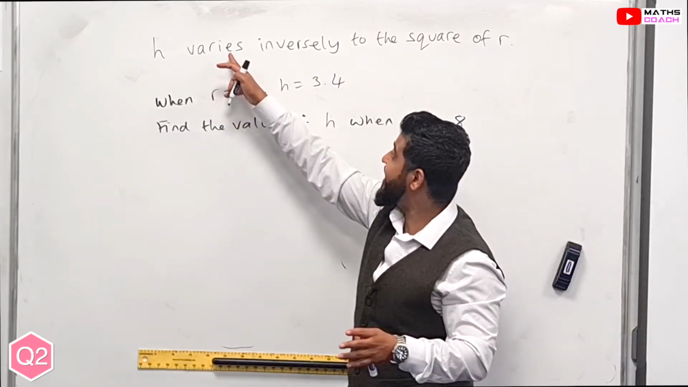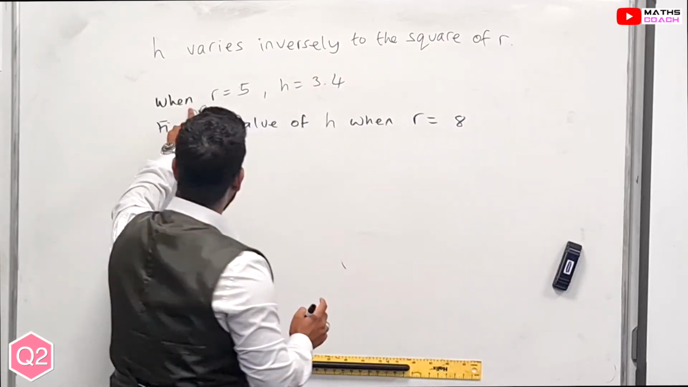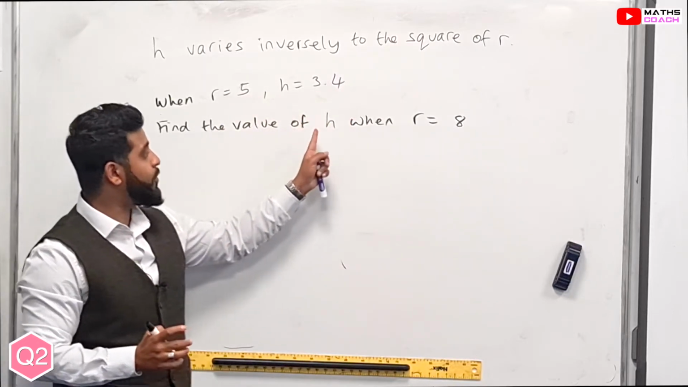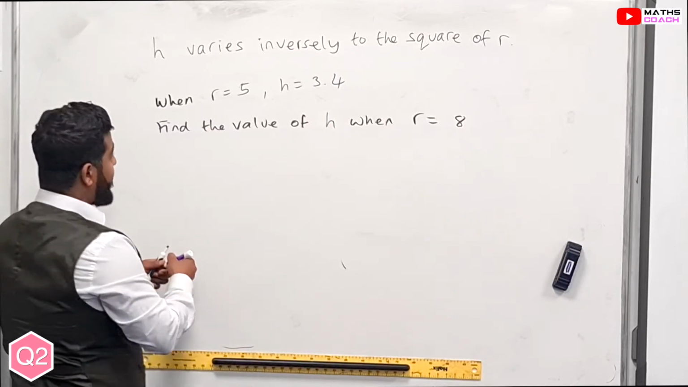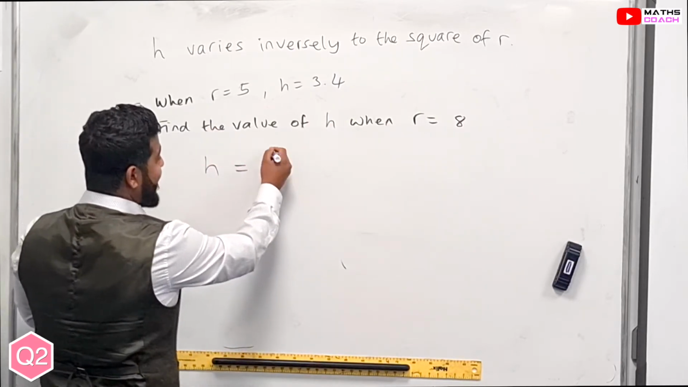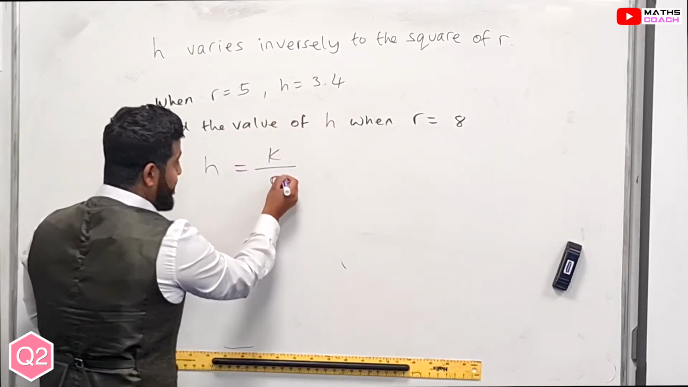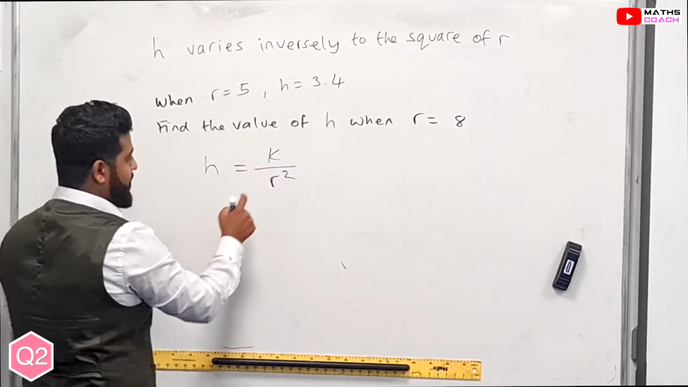Now notice here, another phrase has been used to imply inverse proportion. In this case, it says varies inversely. It means exactly the same thing. So when R is equal to 5, H is equal to 3.4. Find the value of H when R is equal to 8. So just like before, let's set up our equation. H is equal to, remember we said K over whatever that is. Now it says the square of R, so that would be R squared. So we have H is equal to K over R squared.